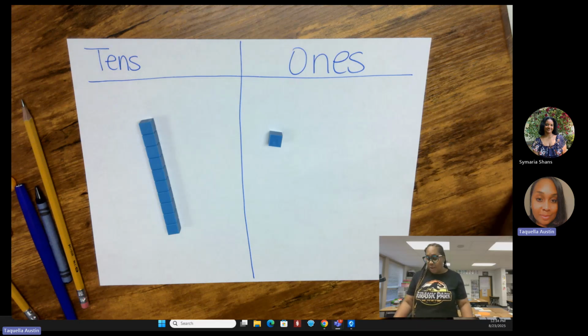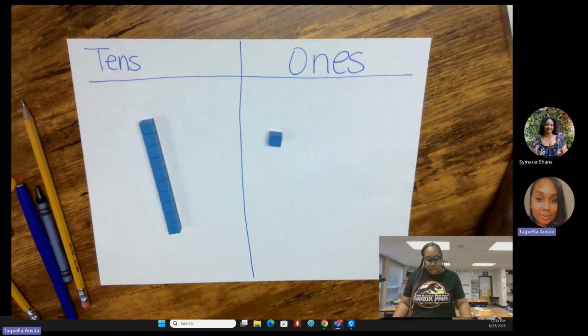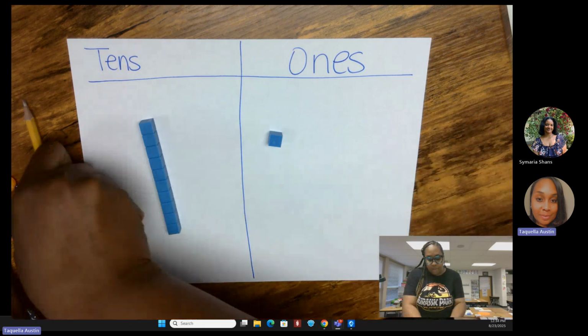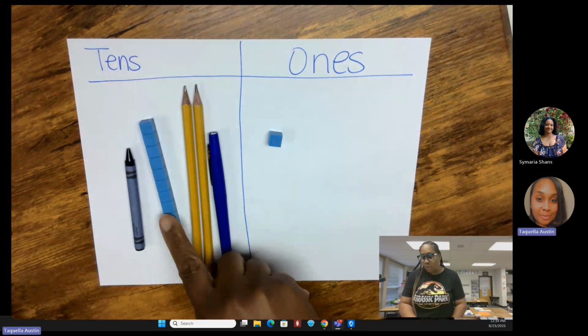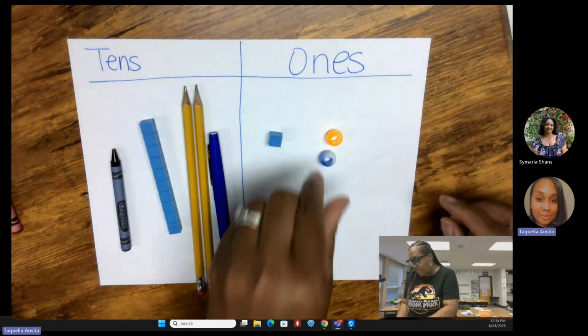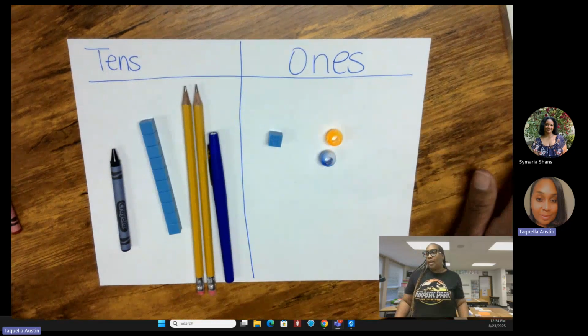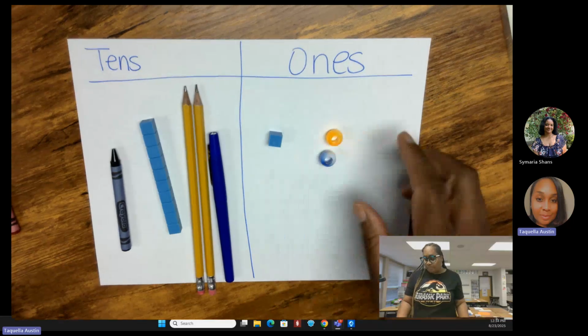I realize that at home you may not have the units and rods that we use in our classroom, so I'm going to show you a couple of options that you can use at your home. You can use pencils, pens, or even crayons to represent your rods. You can also use hair beads, Legos, or even cereal or goldfish to represent your units.